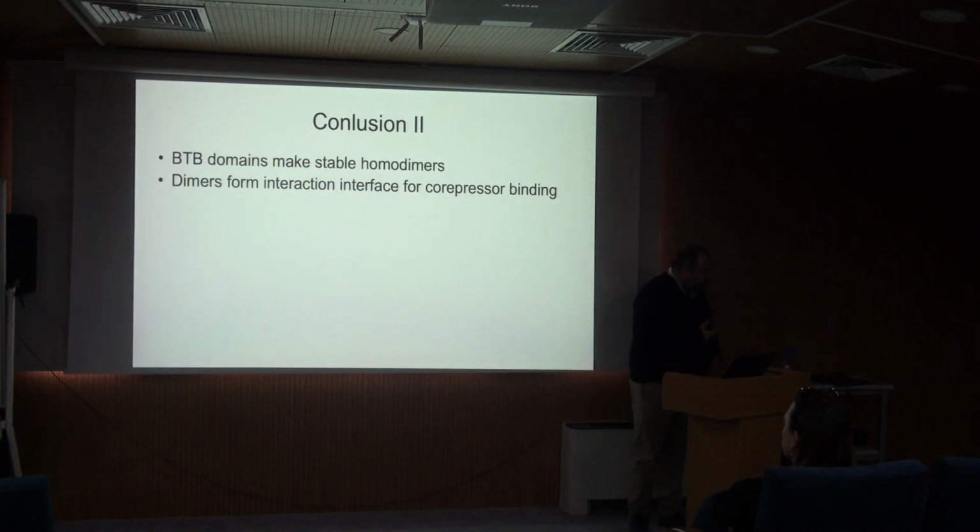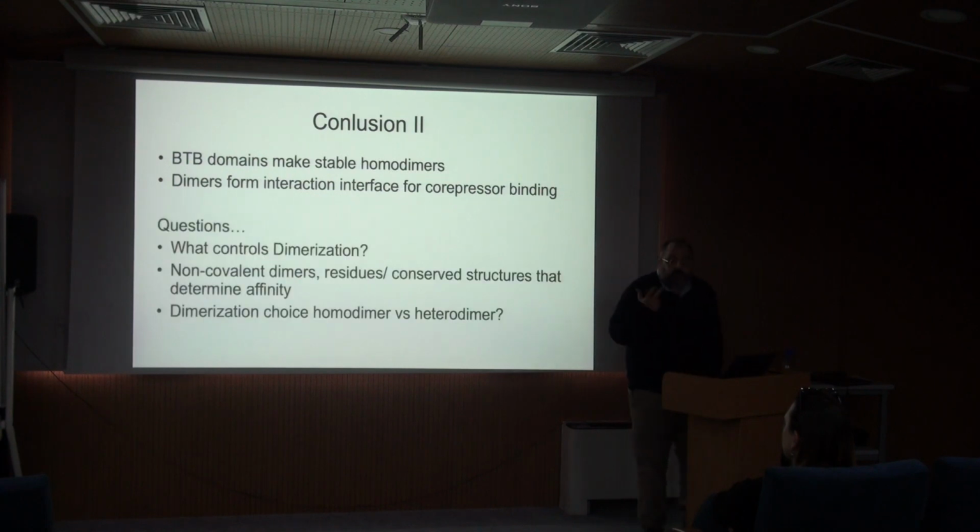So, in conclusion, in this part, I've shown you that these 49 family members of the BTB domain transcription factors make these stable homodimers, and the homodimers make this interaction interface that allows their interaction with other proteins. The obvious questions are, so what controls this dimerization? Is it like a jigsaw puzzle where the two proteins that are identical fit, or are there some amino acids that are critical for these interactions? Now, with the crystal structure, we can address these issues.